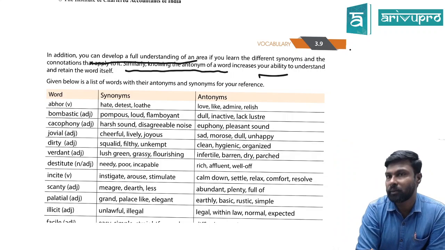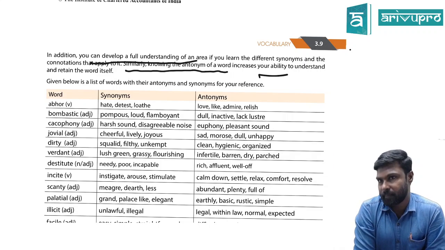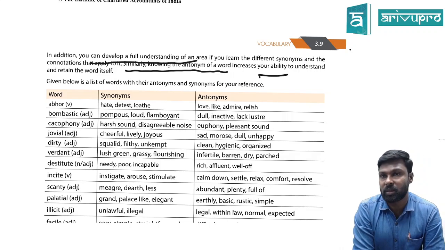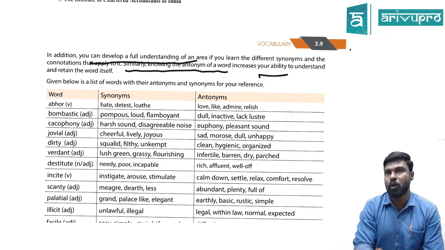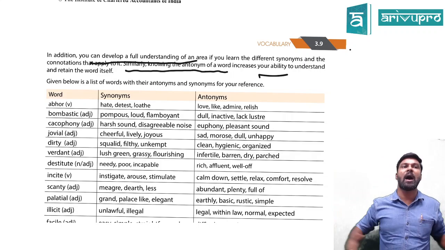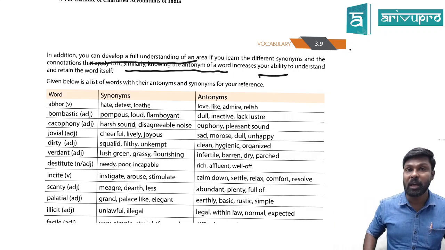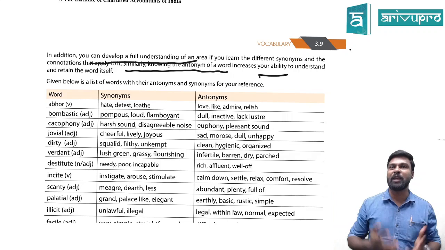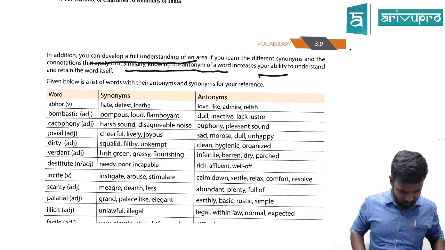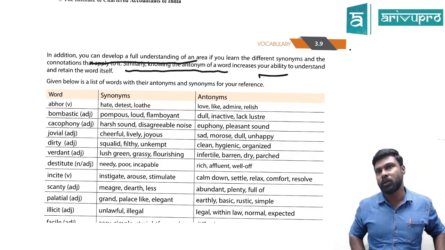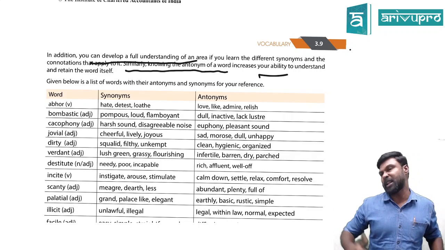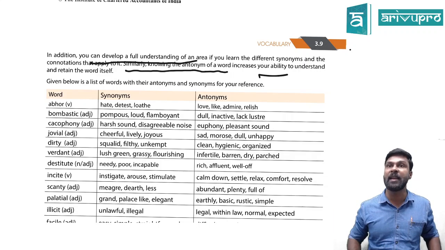You can look at the board. Bombastic. Now, what do you mean by bombastic? The meaning of bombastic is pompous. Right? Someone who's talking very high of himself. Loud. Always trying to talk about his own credentials and positives. Flamboyant. Saurav Ganguly was a flamboyant batsman, meaning somebody who was a fascinating batsman, who was able to score freely well.